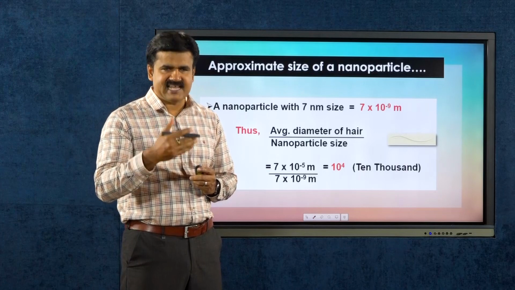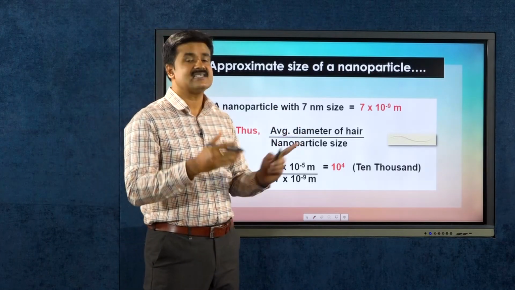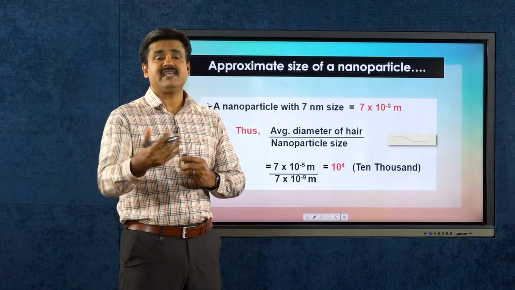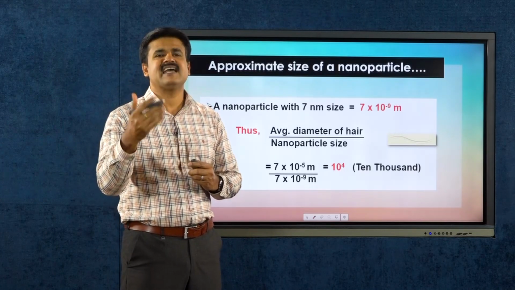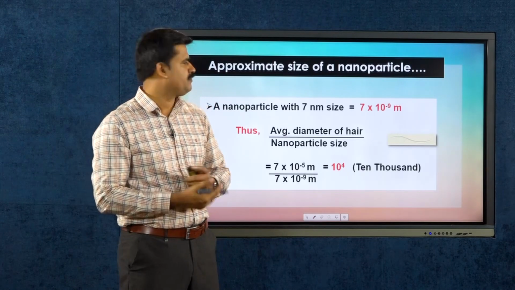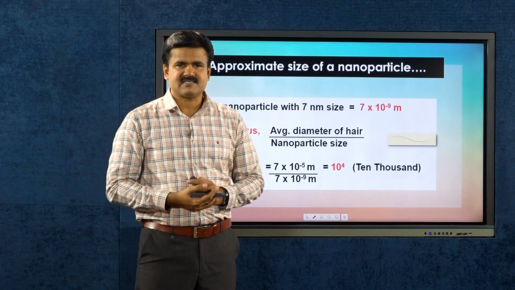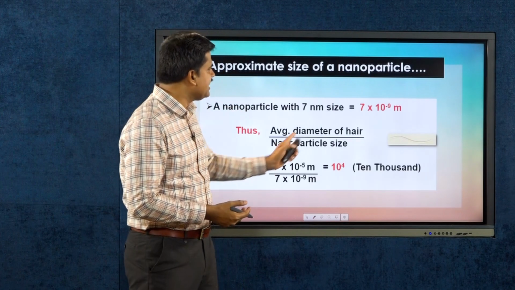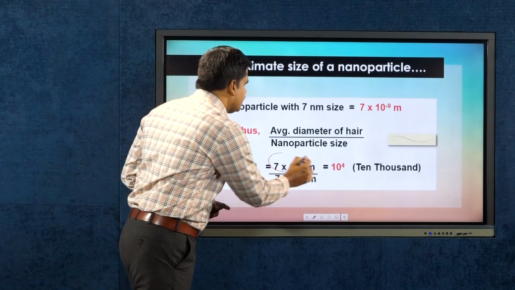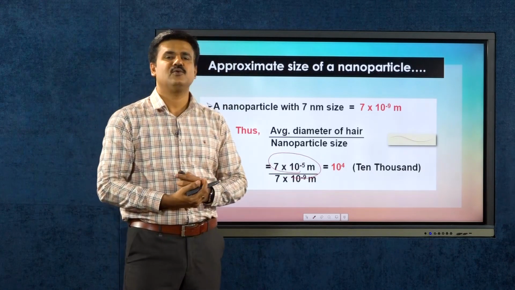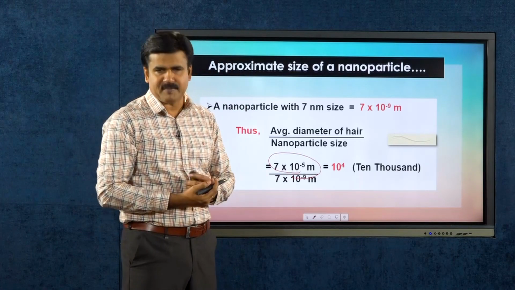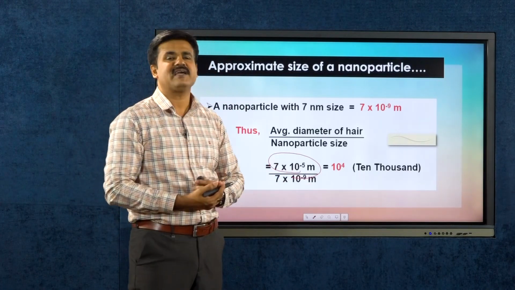And we can take a nanoparticle with the size 7 nanometer for the comparison. Let the size of the nanoparticle be 10 raised to minus 9 into 7, that is 7 nanometer. We can take a calculation like this. Average diameter of hair divided by nanoparticle size. Average diameter of hair is 7 into 10 raised to minus 5 meter, divided by the 7 nanometer sized nanoparticle, that is 7 into 10 raised to minus 9 meter.